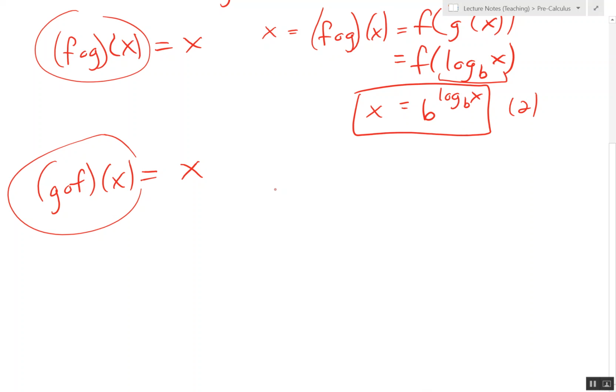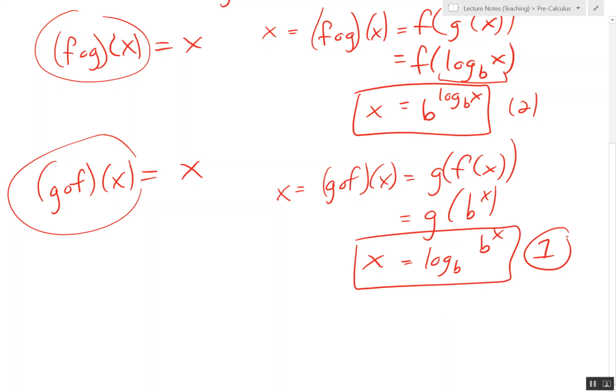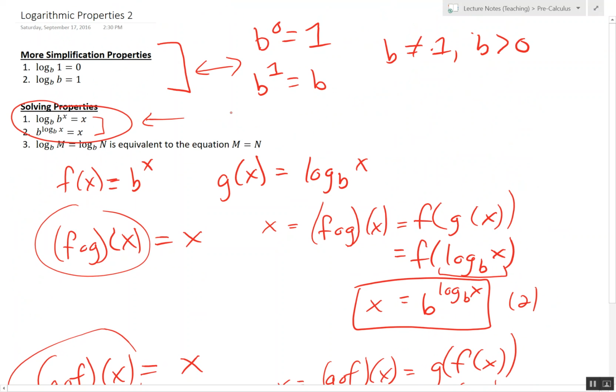Doing the other way, we know that x is equal to g circle f of x. And so this is going to be equal to g of f of x. So we'll do our pattern there. Put in f, and we'll get g evaluated at b to the x. And then g is the logarithmic function, so we're going to take log base b of b to the x. And notice now that we get property 1. So that's really what property 1 and 2 here for the solving properties are.